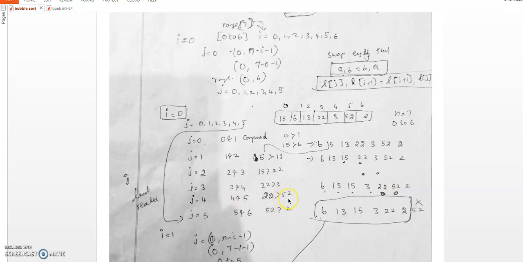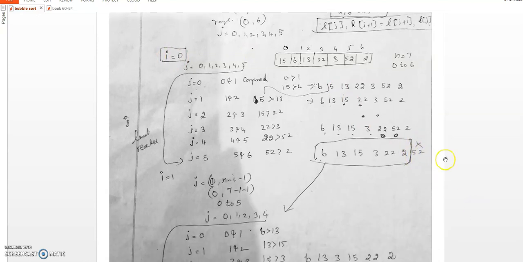So 22, here it is also ascending order. No need to swap. When j equal to 5, 5 and 6 values are compared. Here it is not in ascending order, so it is swapped. So when i equal to 0, i represents the pass, the first pass. In the first pass, the largest element gets placed in the correct position, so no need to touch it. Hereafter, in the second pass onwards, you have to focus on the remaining elements to be sorted.